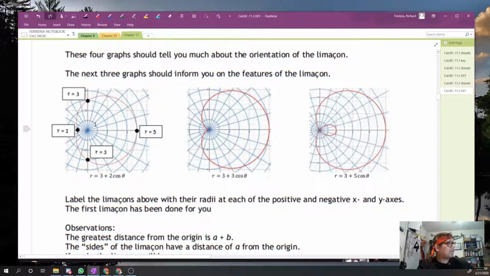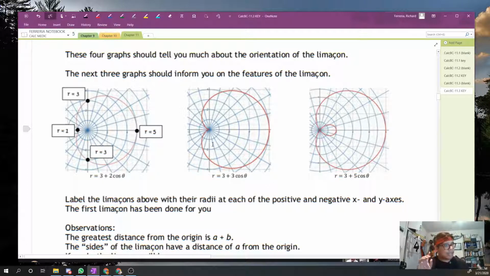Here's some more limaçons. We got this first one. I don't know why the graph of the limaçon is so thin there. It's kind of difficult. But if you see, this is 3 plus 2 cosine theta. And then the major axis goes all the way to 5. Well, where did that 5 come from? That's just 3 plus 2. So if you take A plus B, add it together, you get the major axis. How about 1? How do I get 1 from 3 and 2? Obviously, you just subtract. So the minor axis here will be 3 minus 2. Now, what about the sides? They're 3. So the sides are just the value of A.